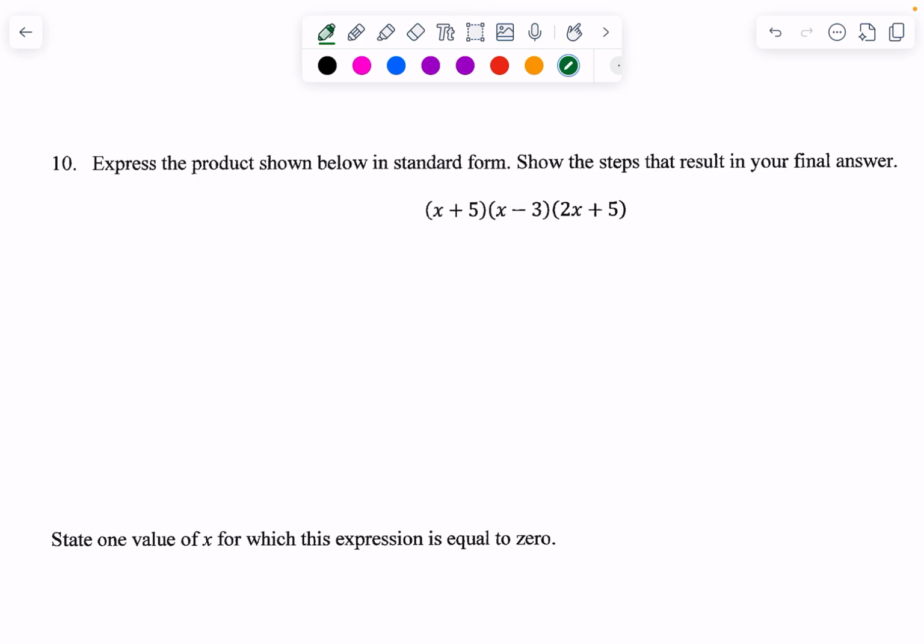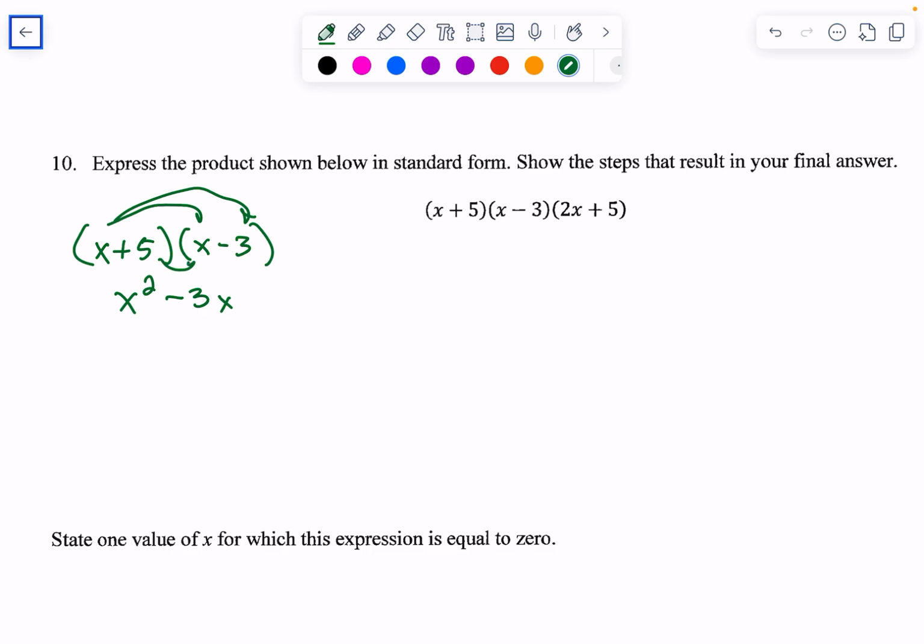Express the product below. So we're going to do x plus 5 times x minus 3. This becomes x squared minus 3x plus 5x minus 15. So this becomes x squared. If we put these two together, we get x squared plus 2x minus 15, and then we have to multiply this by 2x plus 5.